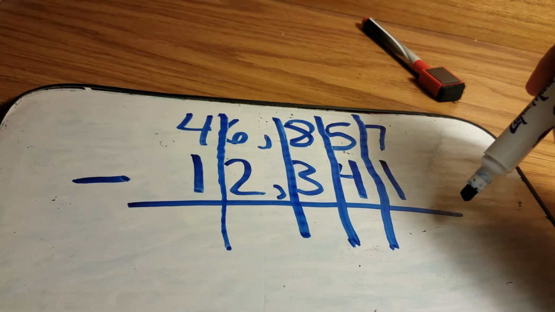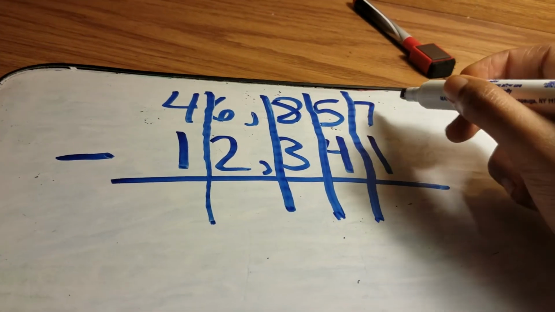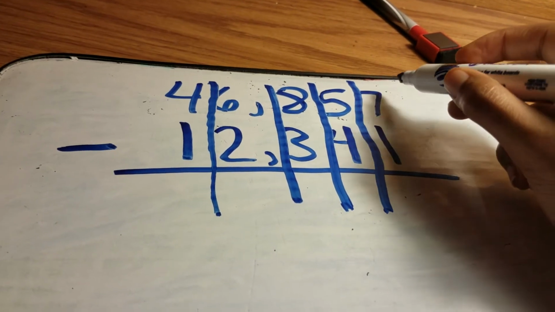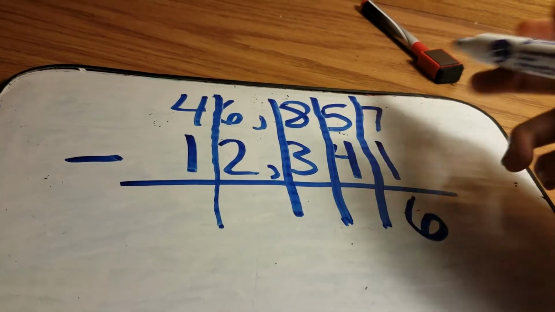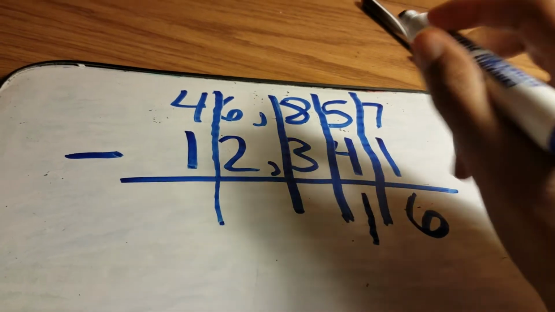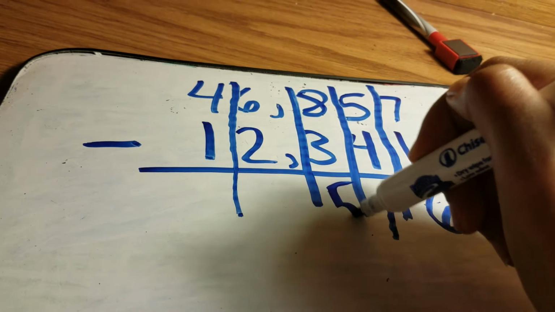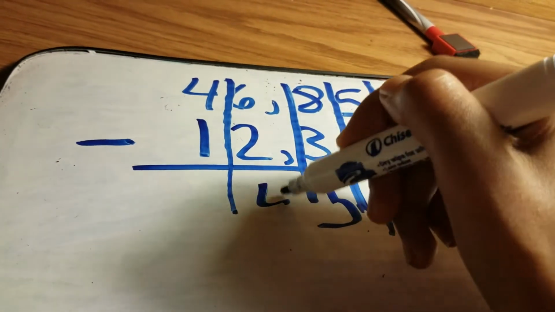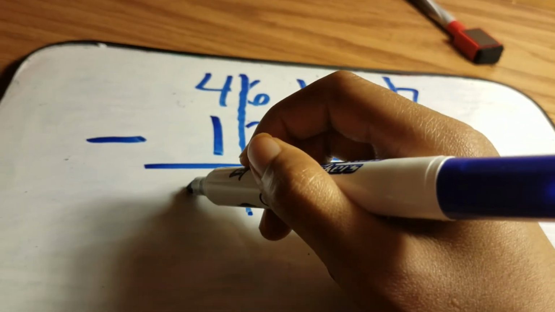Now I'm just going to subtract each column one by one, starting with the ones place value. 7 minus 1 is 6. 5 minus 4 is 1. 8 minus 3 is 5. 6 minus 2 is 4. And 4 minus 1 is 3.